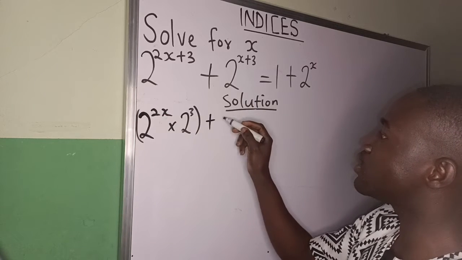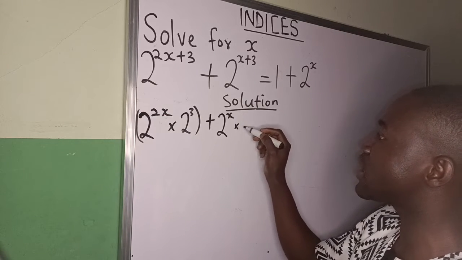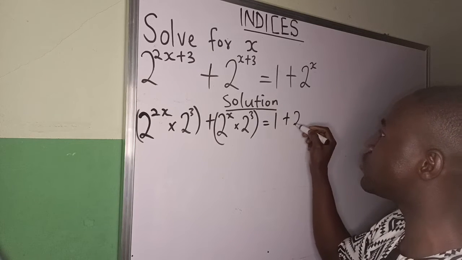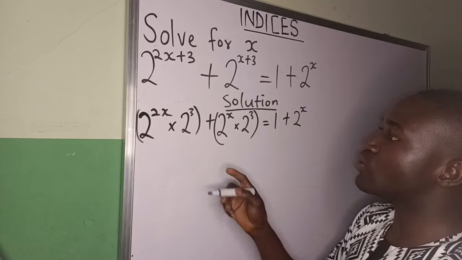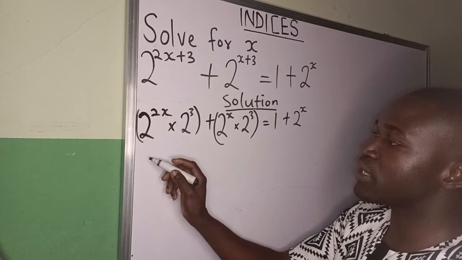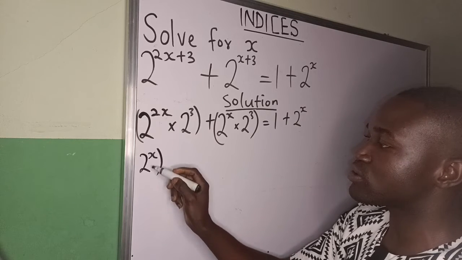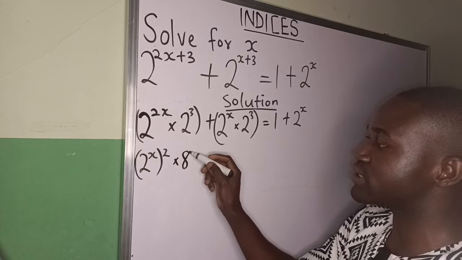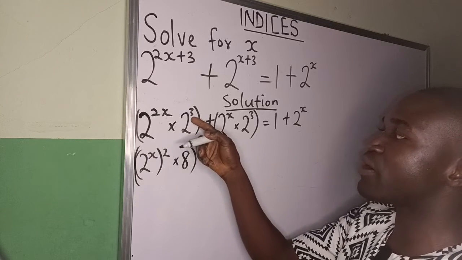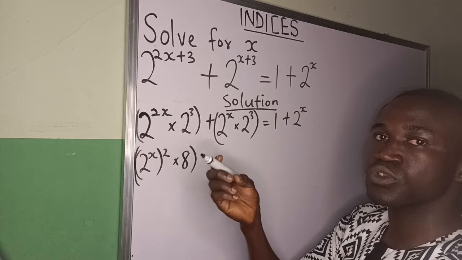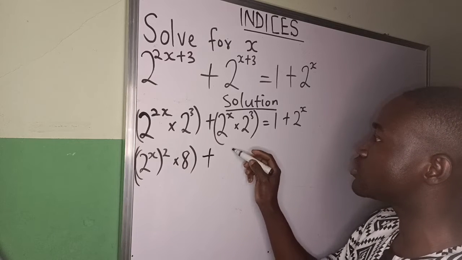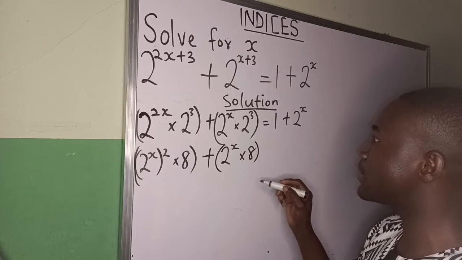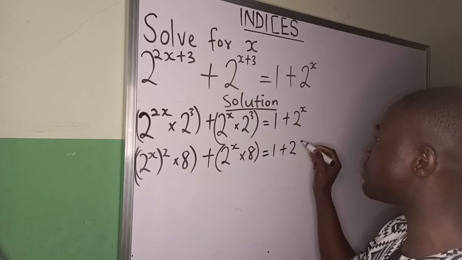Then plus this one, which will be 2 raised to the power of x times 2 raised to the power of 3, then equals 1 plus 2 raised to the power of x. Now, the power law can also come in here, which says that this is the same thing as packaging it this way: 2 times x is 2x, times 8, because 2 raised to the power of 3 is 2 times 2 times 2, which is 8. Plus this one, 2 raised to the power of x times 8, equals 1 plus 2 raised to the power of x.